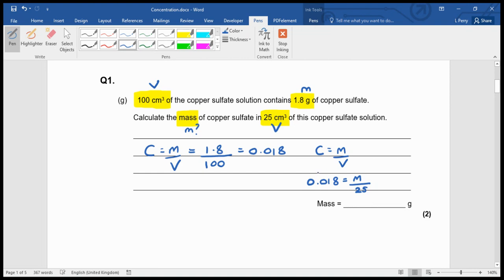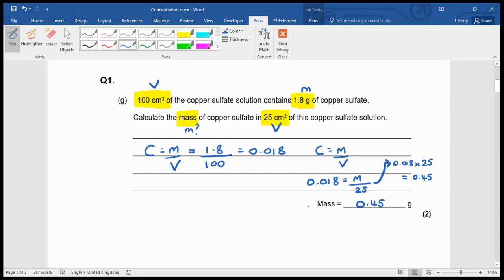Now I've put the numbers into my equation. Now I'm willing to rearrange it. I've got mass divided by 25. So to get mass on its own, I need to times 25. So I need to do 0.018 times 25. And that gets me 0.45. So that's the mass in 25 centimeters cubed.